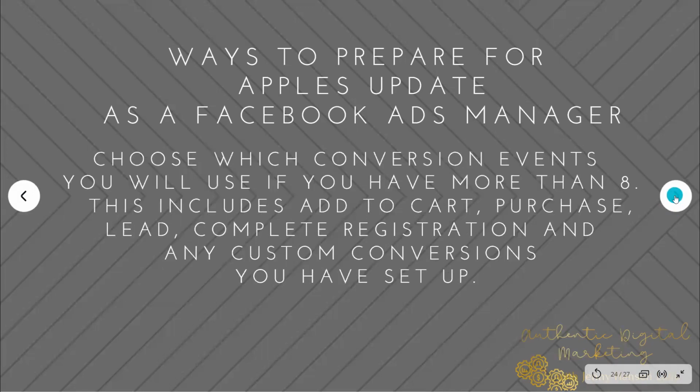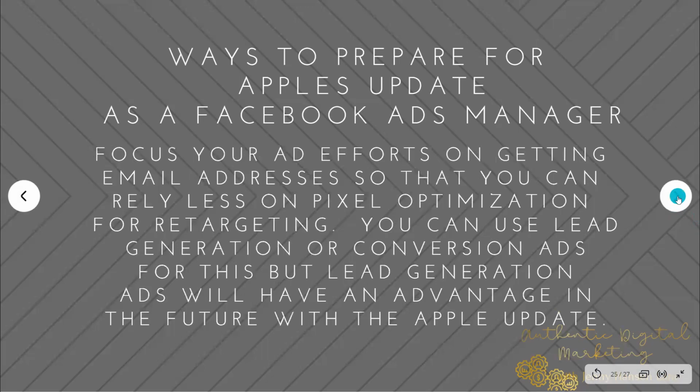I guess maybe I jumped ahead. We want to choose the conversion events, right? Because we only have 8. And we want to set it up so that if we are going to run ads, we know our custom conversions. This is kind of the preface of this call. There's so much going on. So focus on getting email addresses, even if you're not running Facebook ads. Then you can rely less on all of these things.